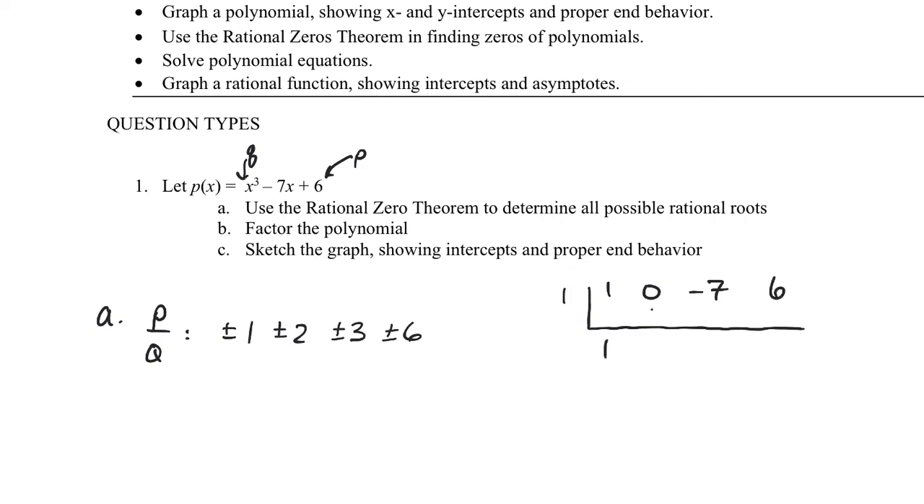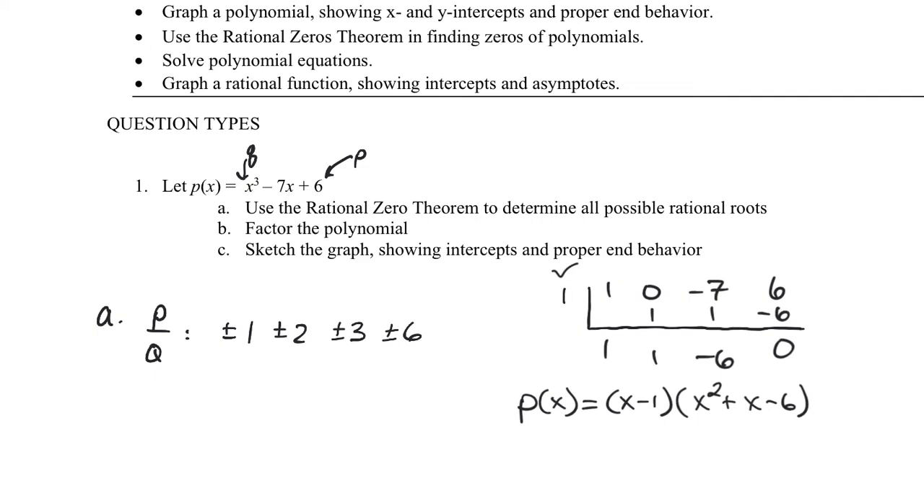Now let's test it. And it does. It works. So what we've done is prove a couple of things. We know that x equals 1 is a 0, but that also means that x minus 1 is a factor. So if we were to write p of x in partially factored form, it would be x minus 1, and then x squared plus x minus 6. Is that fully factored?